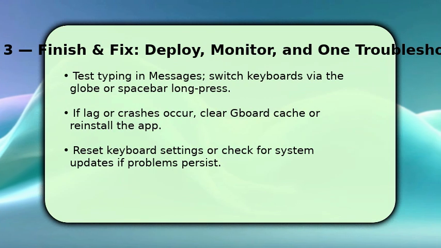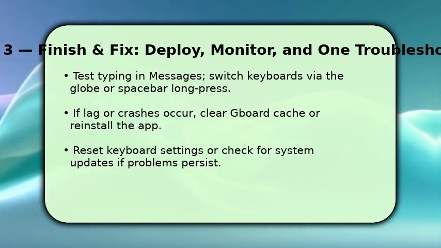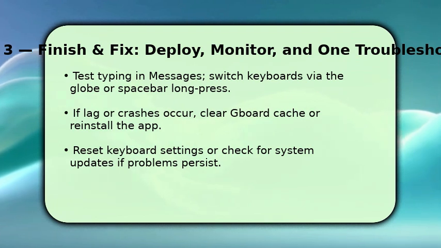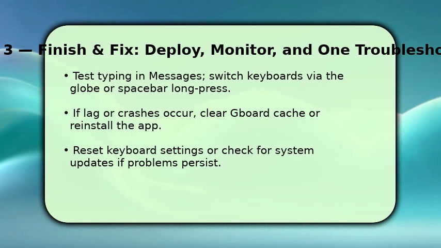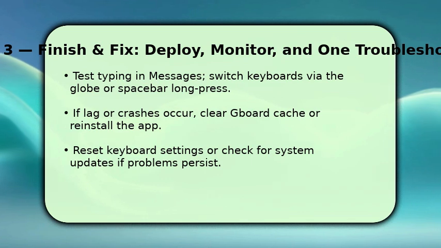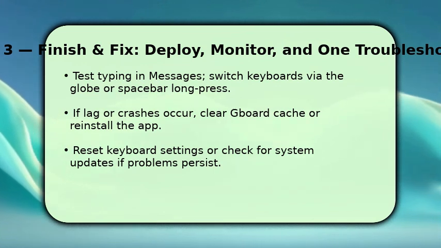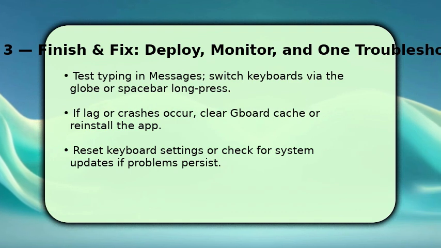If you need to switch keyboards, long press the globe or spacebar and pick Gboard. If things go wrong, like lags, missed suggestions, or crashes, clear the app cache in Settings > Apps > Gboard, or uninstall and reinstall. Make sure your phone has the latest system update if problems persist. Reset keyboard settings in Gboard > Advanced. That single troubleshooting tip.